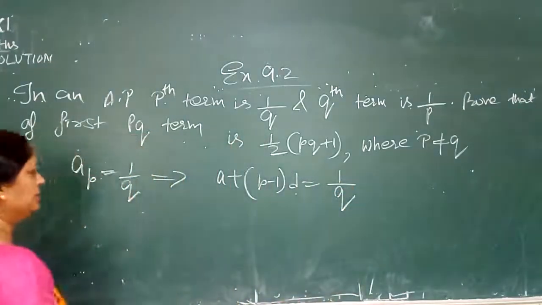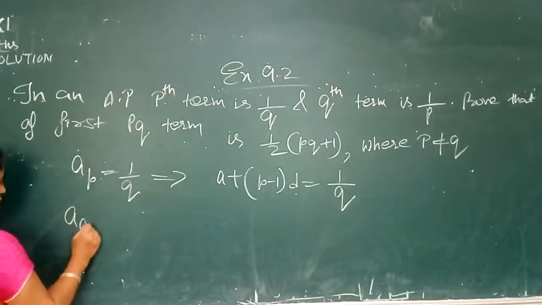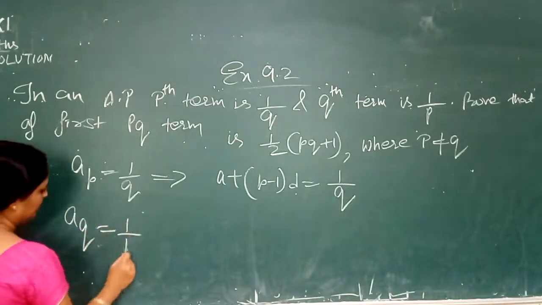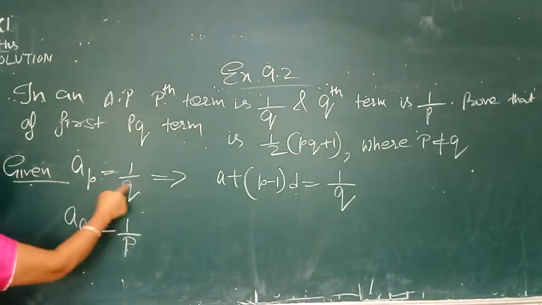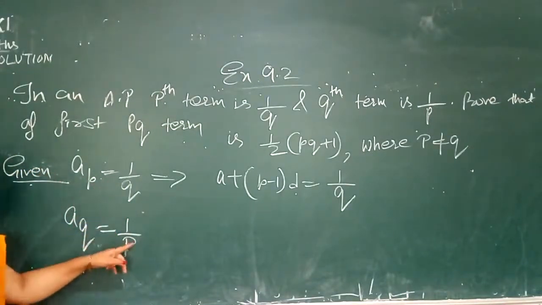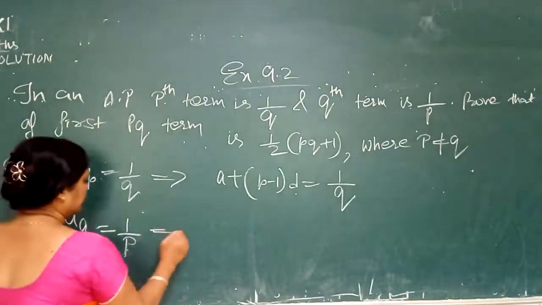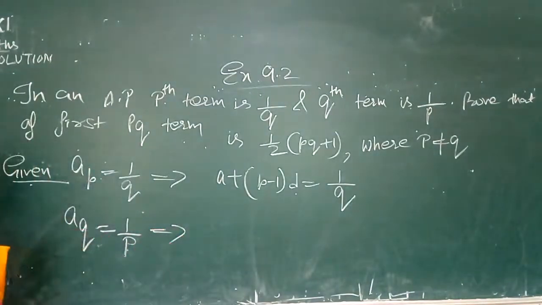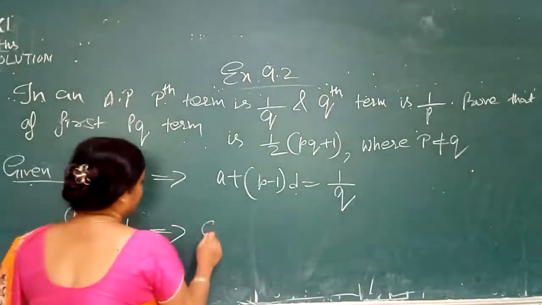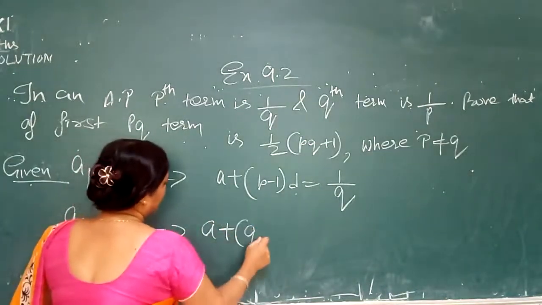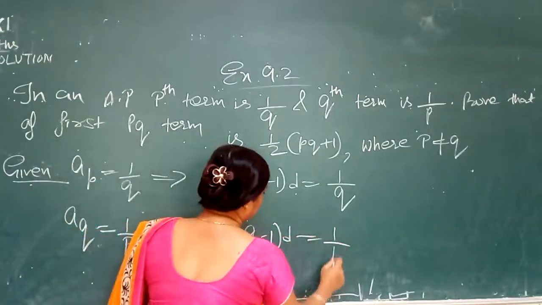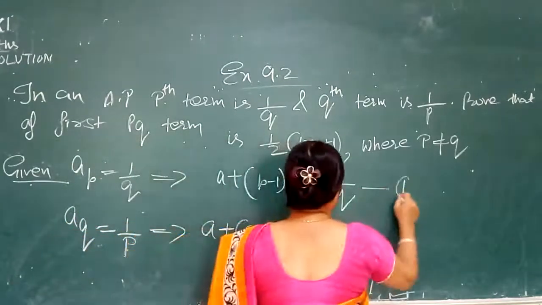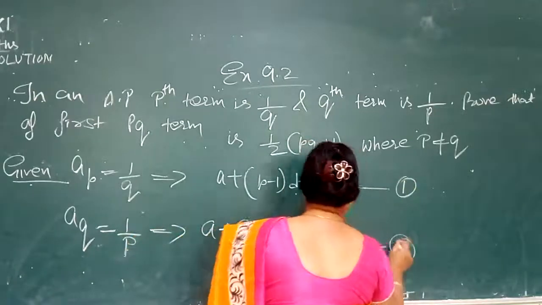So a plus p minus 1 into d is equal to 1 by q. And the second term is given, the qth term. So a_q is equal to 1 upon p. It is given: a_p is equal to 1 by q and a_q is equal to 1 by p. According to this, what is a_q? You know that a_n equals a plus n minus 1 into d. Therefore a_q equals a plus q minus 1 into d, that is equal to 1 by p. Let this be equation 1 and this equation 2.